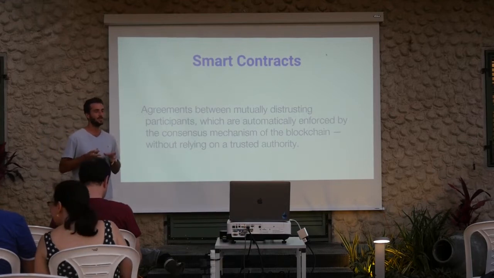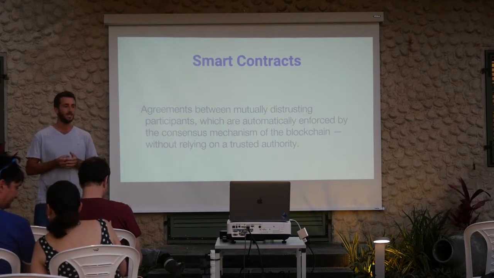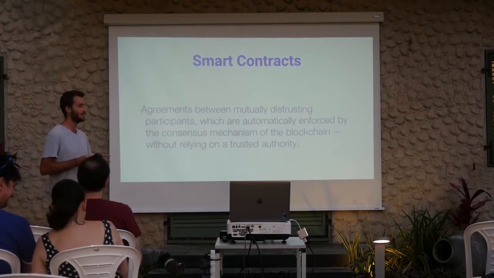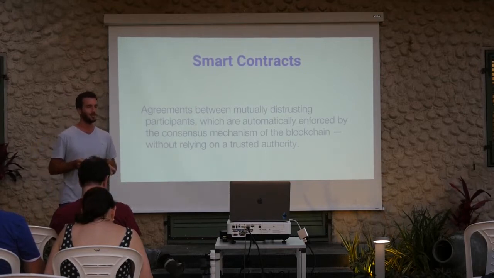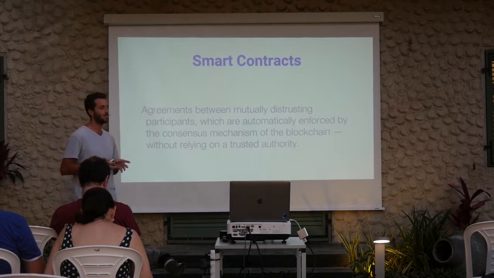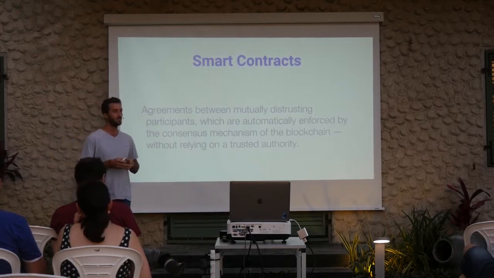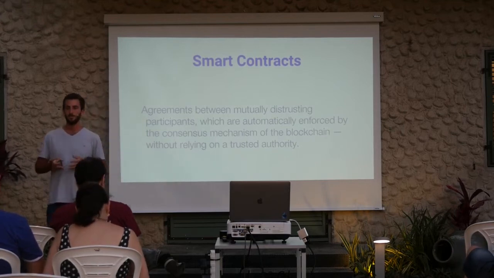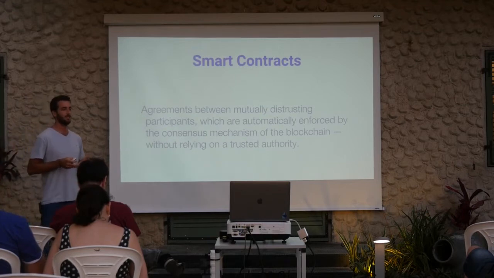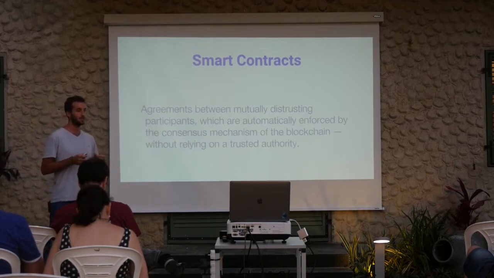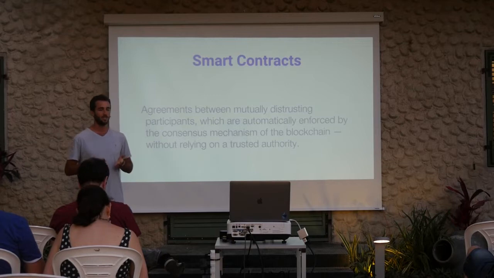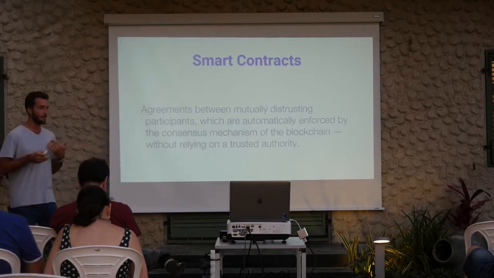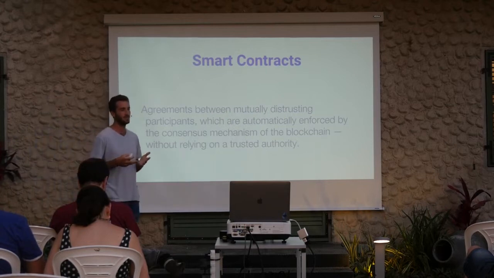All right. The core component in Ethereum is smart contracts. Does anybody here know what a smart contract is? All right, not a lot. To make things simple, a smart contract is code, and this code is used when we have two or more parties that do not trust each other. This code relies on the consensus mechanism in blockchain in order to remove the trust from the system.